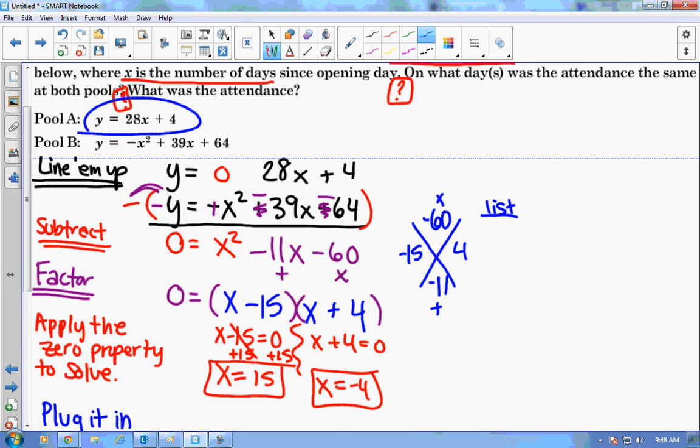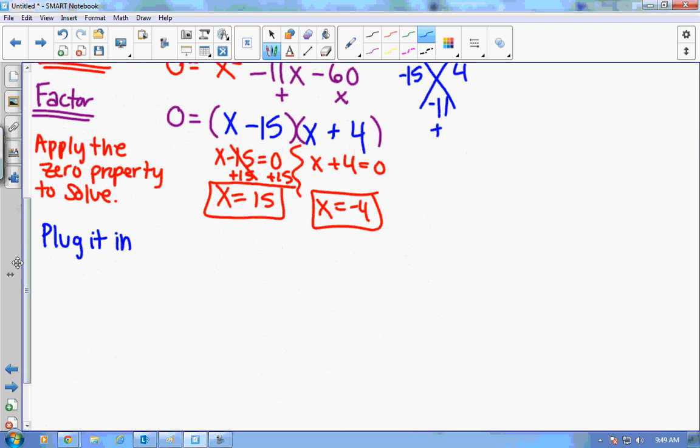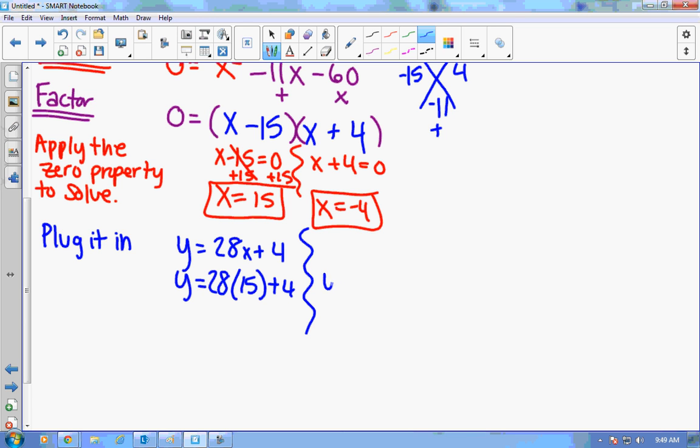So y equals 28x plus 4. We're going to replace the x. We have to do this twice. Once with the 15 and once with the negative 4. Okay, type both those in. Let's see.